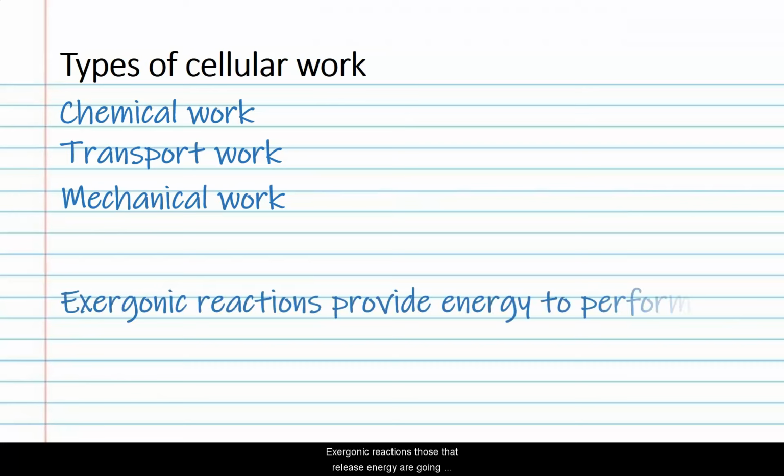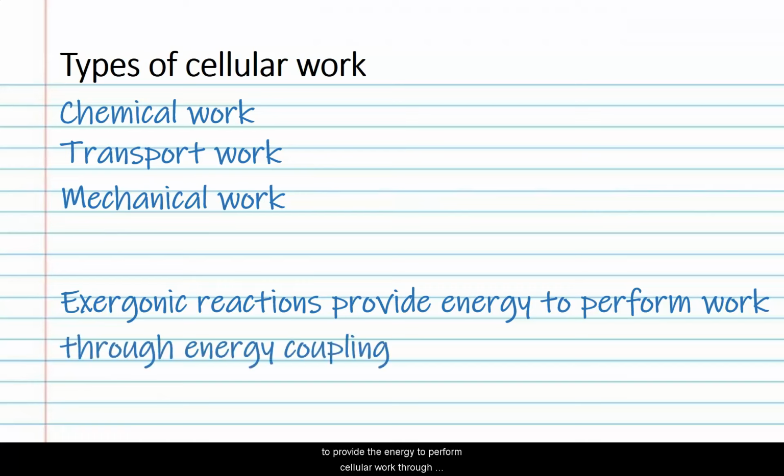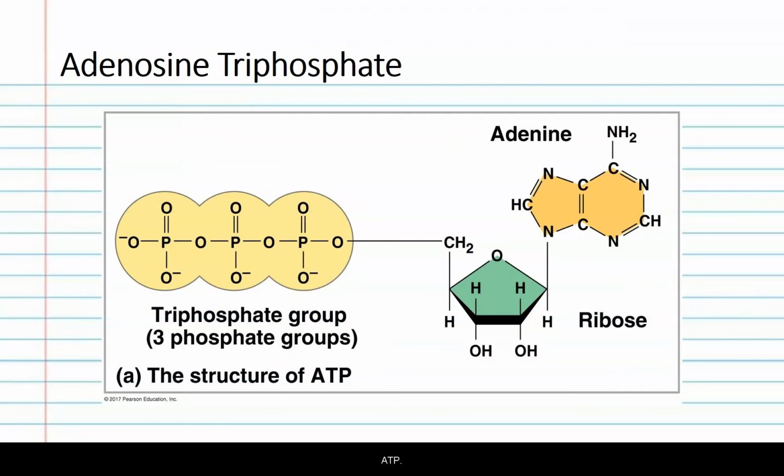So exergonic reactions, those that release energy, are going to provide the energy to perform cellular work through what we call energy coupling, right? So remember, our exergonic reactions, our catabolic reactions, release energy. That energy within the cell is temporarily placed in a molecule of ATP.